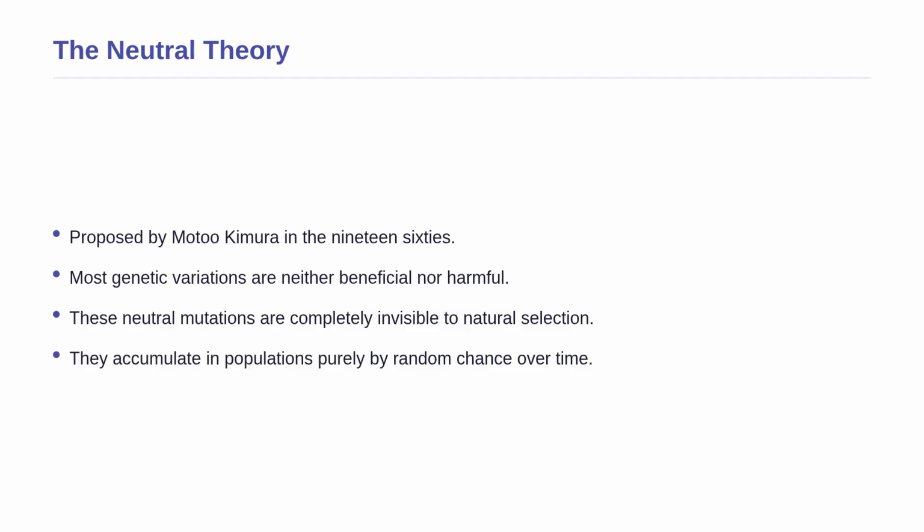While some molecules rarely change, others accumulate mutations constantly. This brings us to a groundbreaking idea proposed by Motoo Kimura in the 1960s. Imagine a massive lottery where most tickets are blank. Kimura proposed that at the molecular level, the vast majority of evolutionary changes are like those blank tickets. They are completely neutral, meaning they do not help or harm the organism's ability to survive. Because natural selection only acts on traits that affect survival, these neutral mutations are invisible to it. Instead, they accumulate purely by random chance over long periods of time.